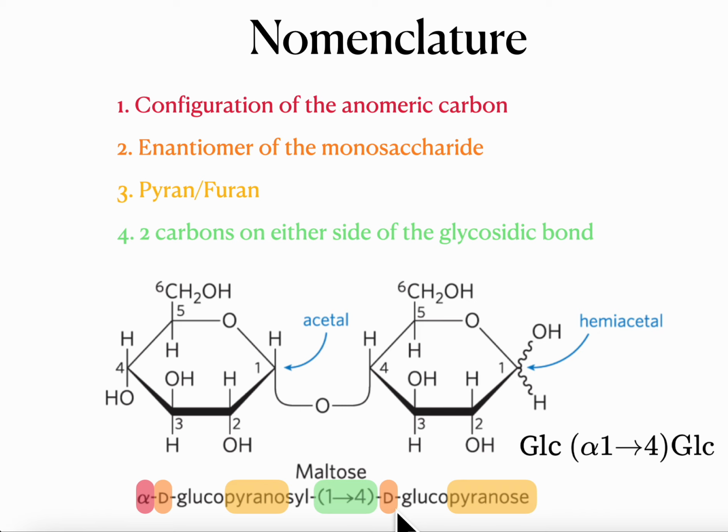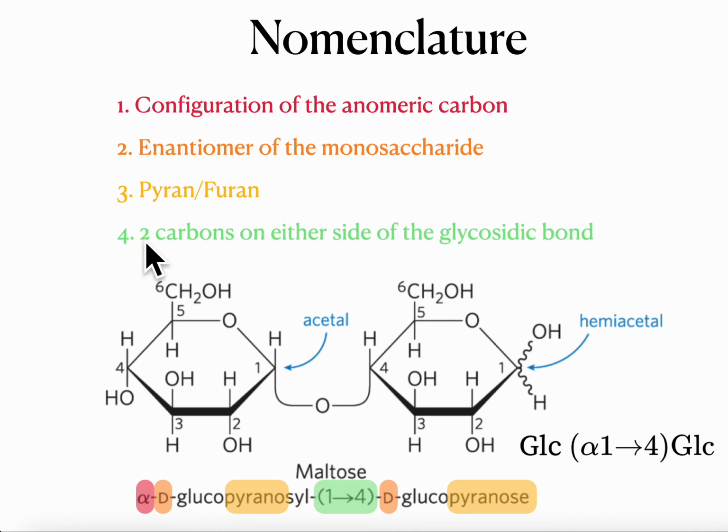We identify the enantiomer of the monosaccharide on the right and its shape. And the only difference is that we don't have to figure out the configuration of the anomeric carbon because, as I said before, it can convert between alpha and beta forms since it's not locked into place by a glycosidic bond.